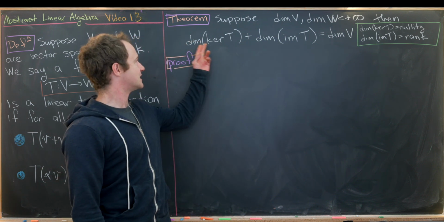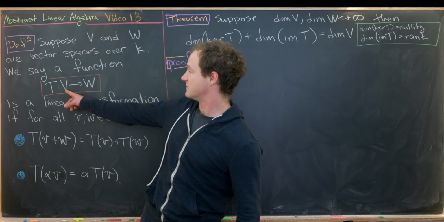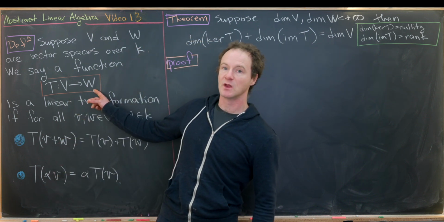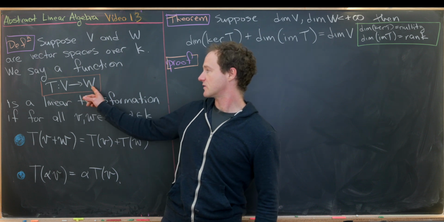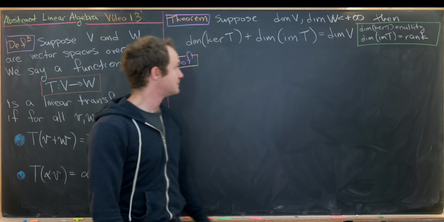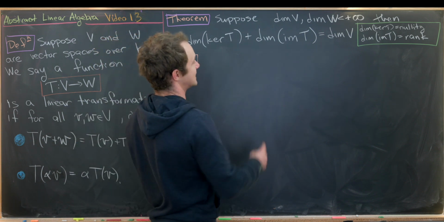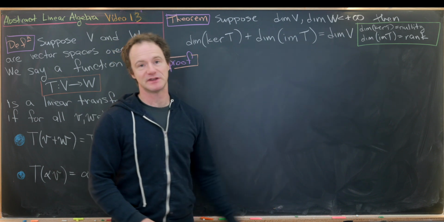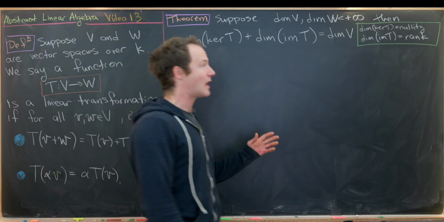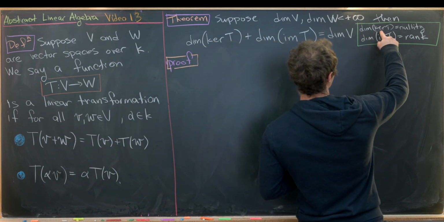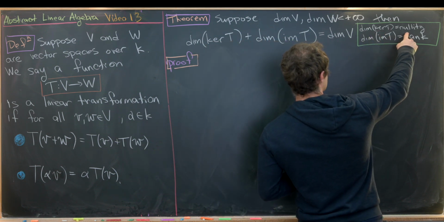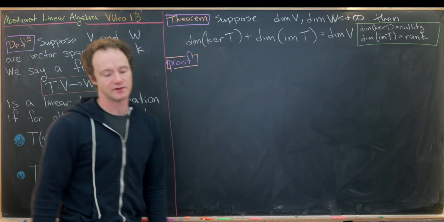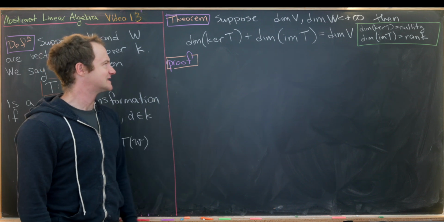So this is interesting because the kernel of T is a subspace of V, whereas the image of T is a subspace of W. One is a subspace of the domain, another is a subspace of the codomain. But somehow, under this linear transformation structure, the dimensions of these two objects add up to the dimension of the entire domain. And while we're at it, I'd like to point out that the dimension of the kernel is known as the nullity of the linear transformation, and the dimension of the image is known as the rank of the linear transformation. Okay, so let's get to this proof.